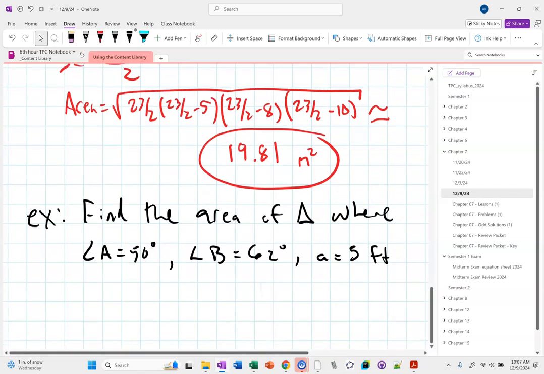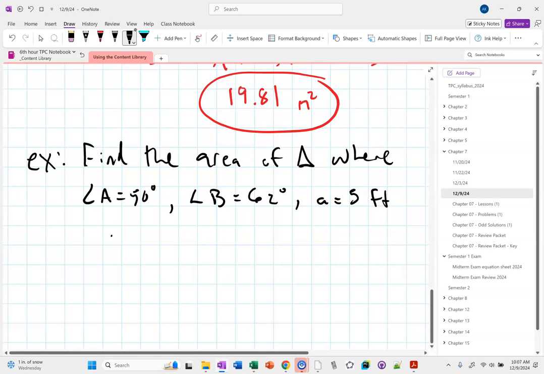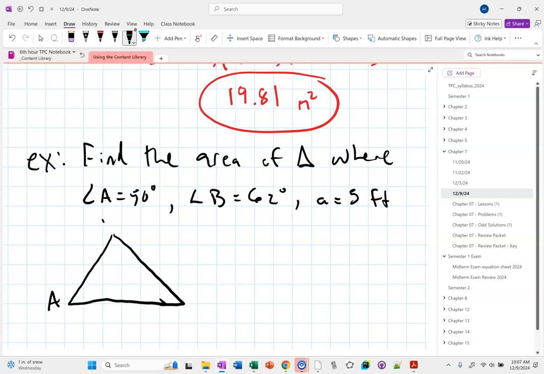So let's do a quick example. What situation am I in? Angle, angle, side, right?